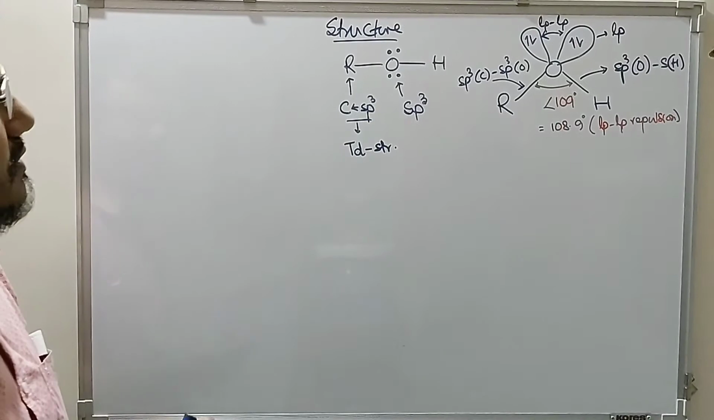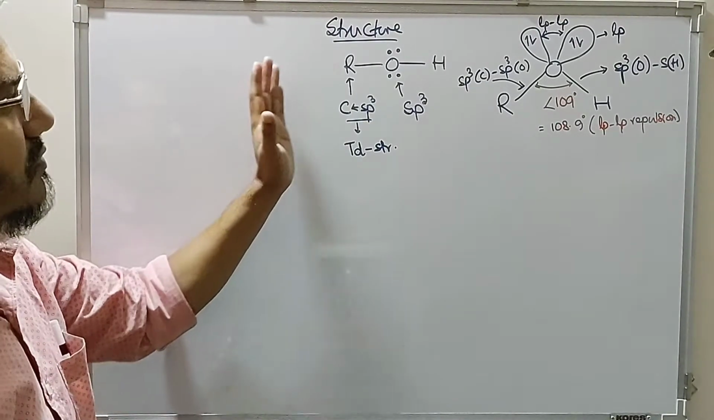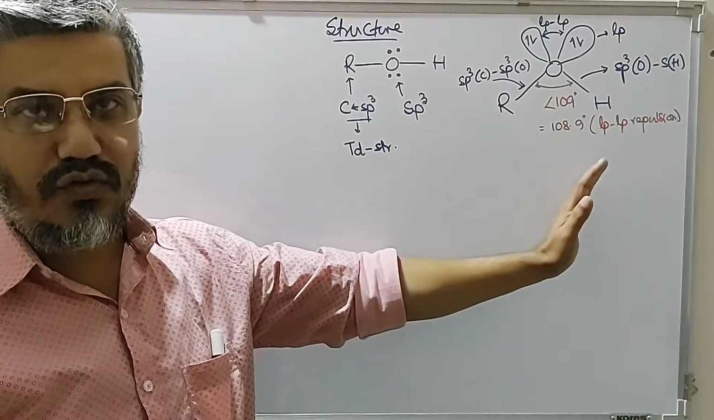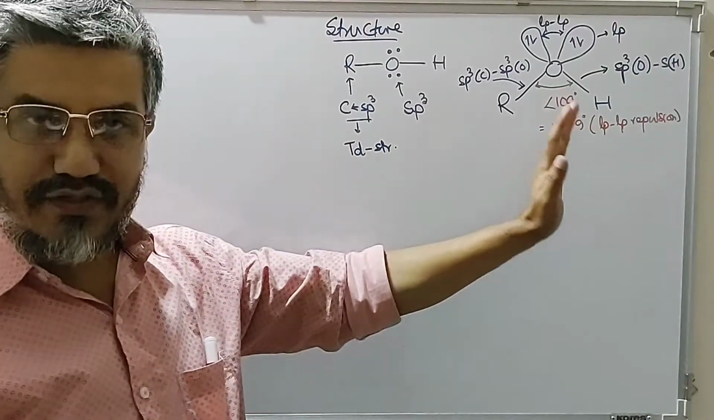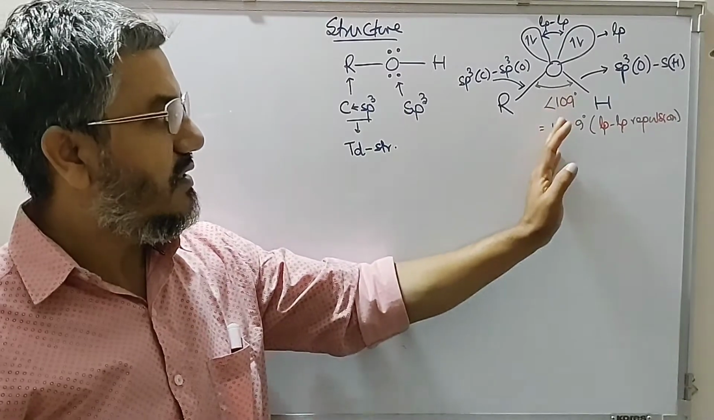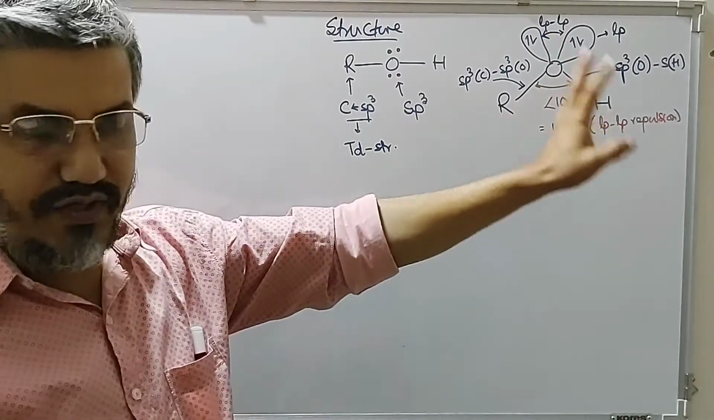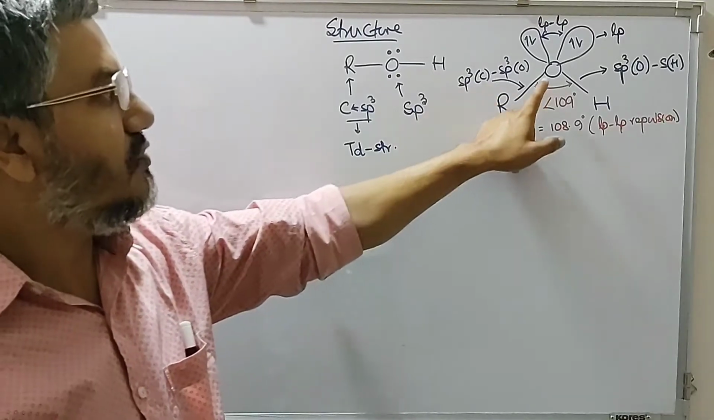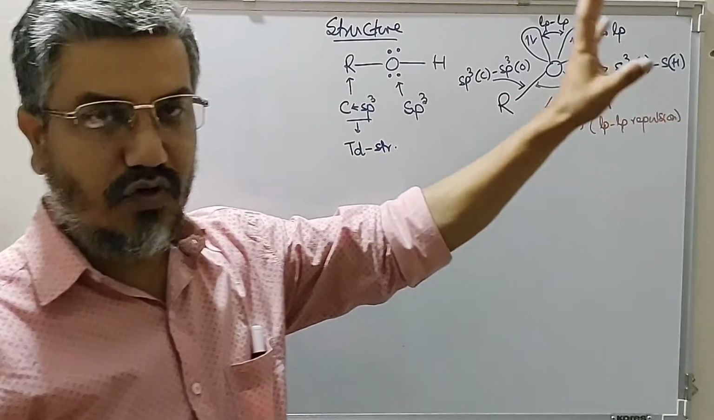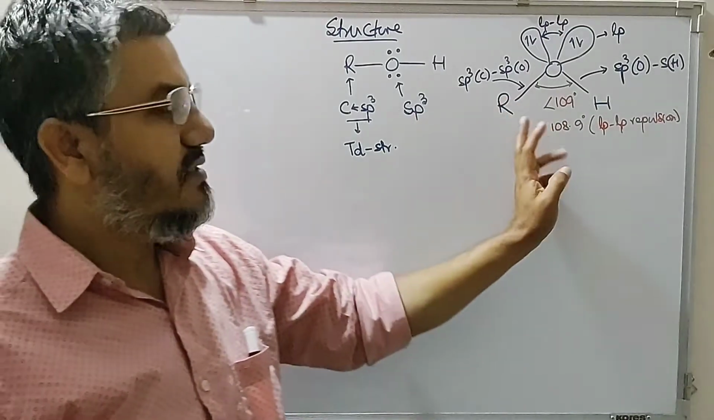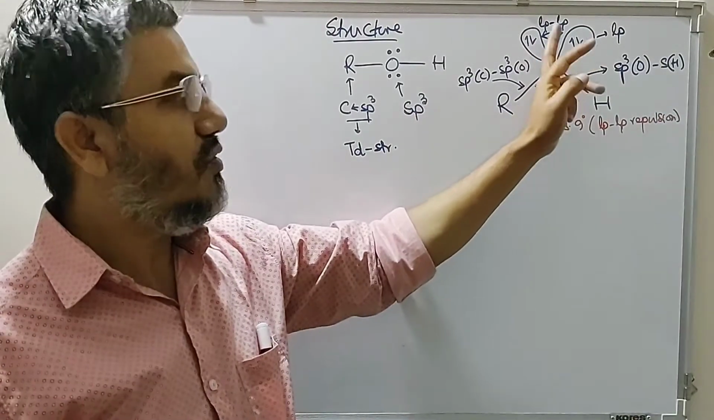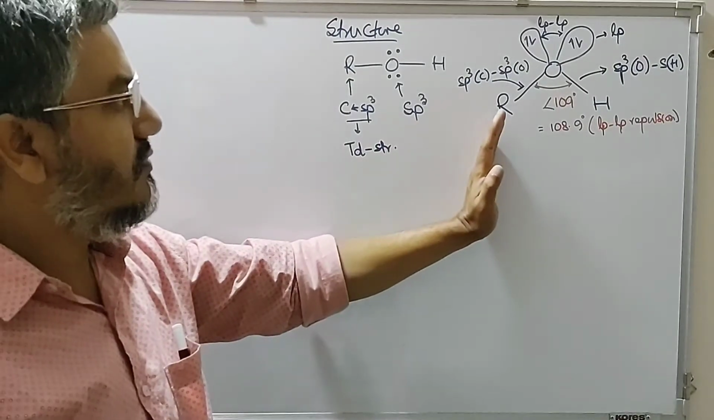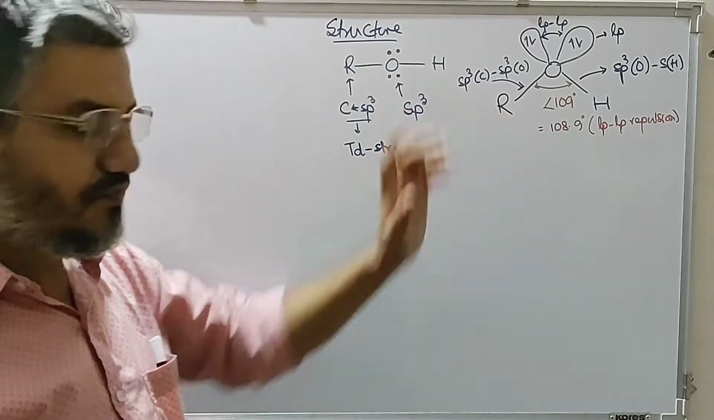So this is the general structure of alcohols. So alcohols are not linear molecules, but bent molecules, that is angular shape. Both carbon and oxygen are sp3 hybridized. Carbon oxygen bond is sp3 sp3 overlap. Oxygen hydrogen bond is sp3 s overlap. The bond angle is less than tetrahedral angle because of this lone pair repulsion. So this is the general structure of alcohols.